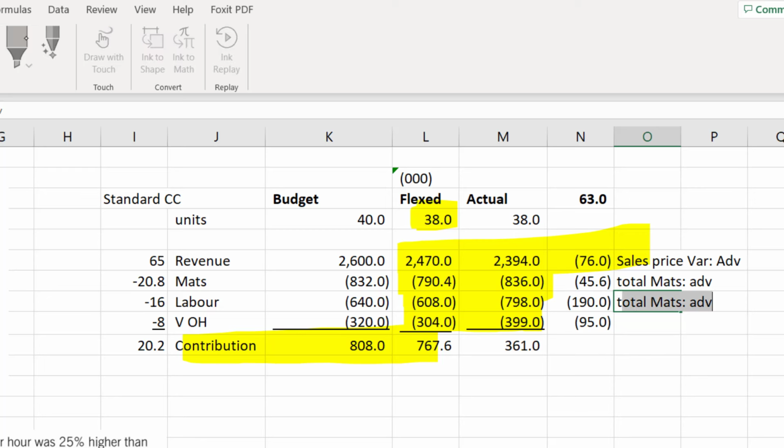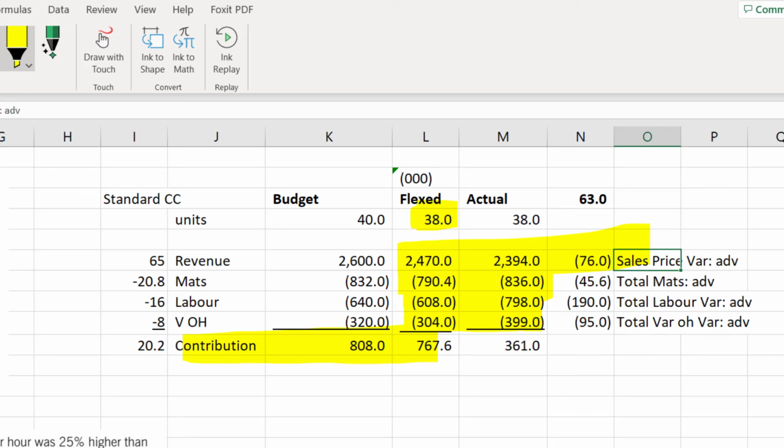So we have the total variable overhead variance, adverse. I just took a moment to clean it up so it looks nicer with consistent capitalizing.